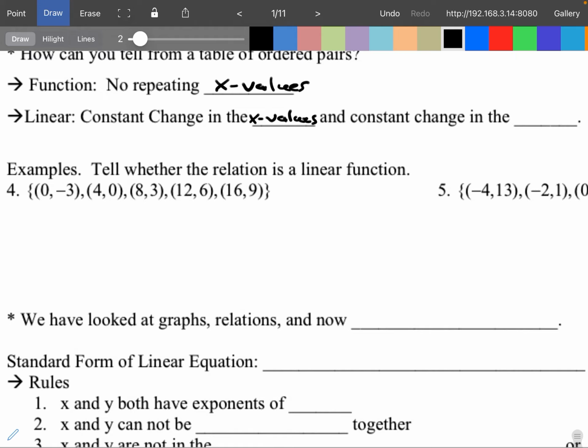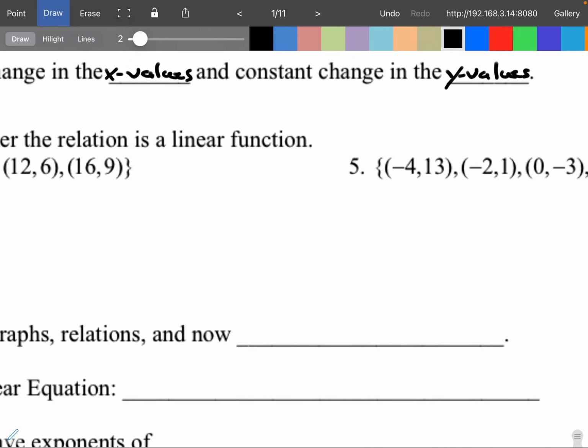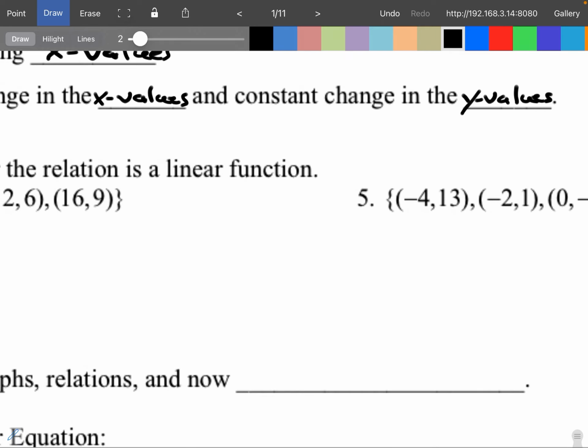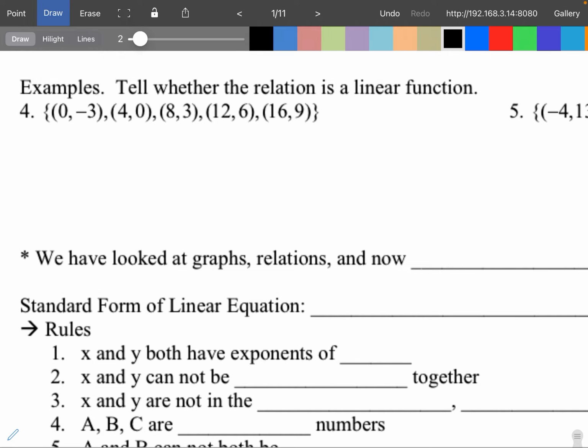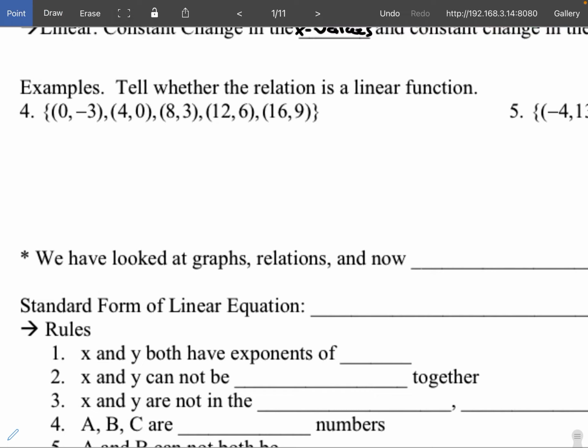So in order to be a function, for each x value, there's only one y value. So you can't have any repeating x values. And then if it's going to be a linear function, there has to be a constant change in x and a constant change in the y values. So this should say y values right here. All right, so hopefully you guys can read that.